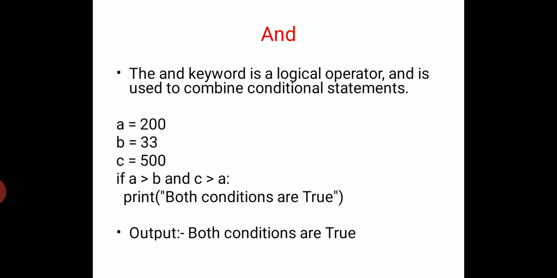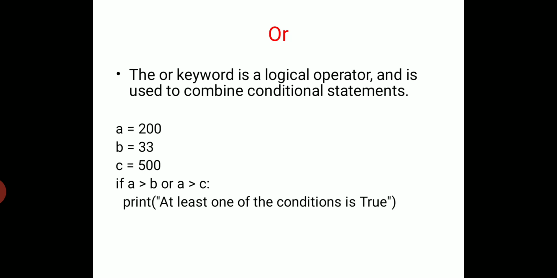As you can see, a contains 200 and b contains 300. Then another condition is checked, that c is greater than a. Yes, obviously c contains 500 and it's greater than a, so both conditions are true. So here we can use our and operator.